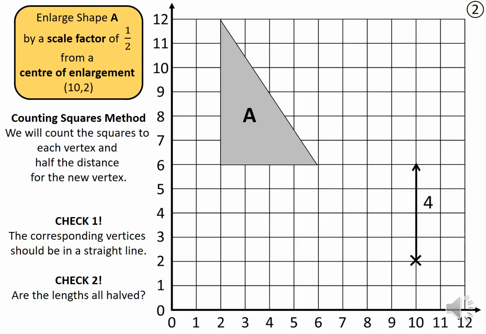So for the first one, I go 4 up and then 4 to the left. So now I need to halve that distance. So that is going to be only 2 up and then 2 to the left. And that is the position of the new vertex.